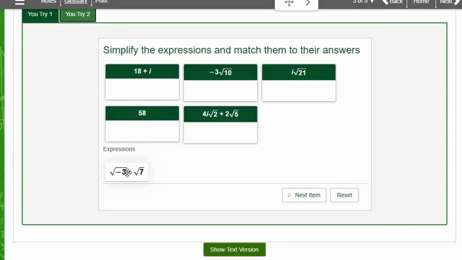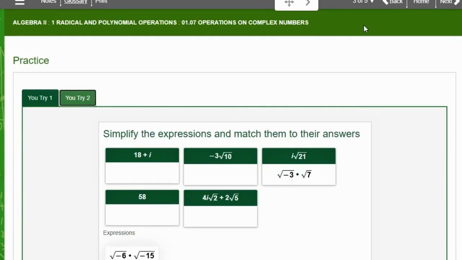Simplify and match them to the answers. Square root of negative 3 times the square root of positive 7. So this is i square root of 3 times 7. So it's i square root of 21. It's going to be right there. i square root of 21. All right. And here's another page of problems over here.